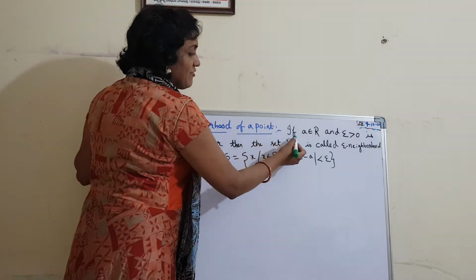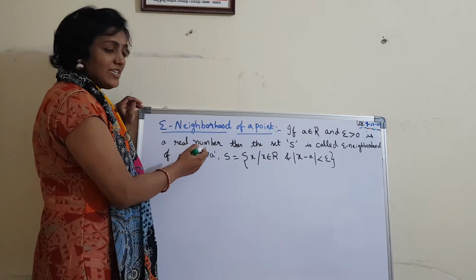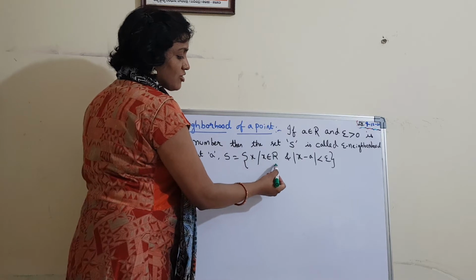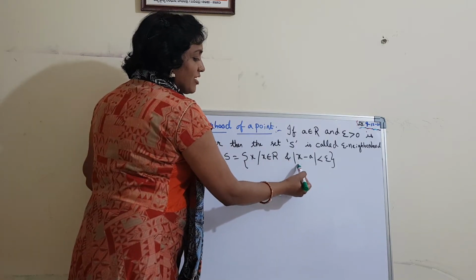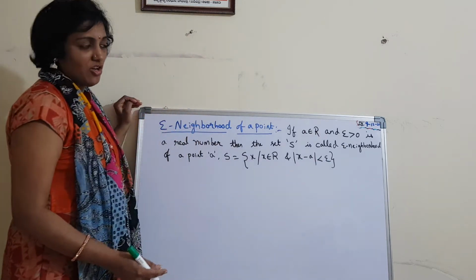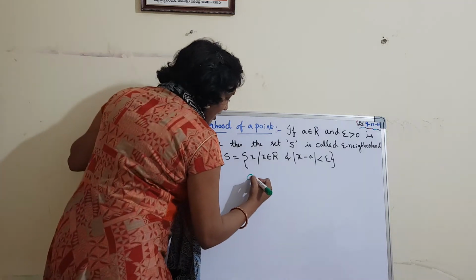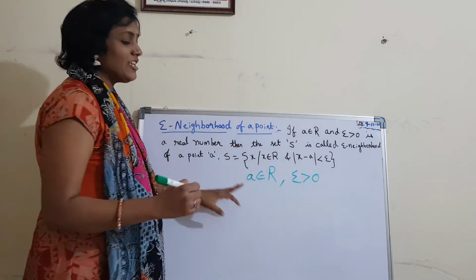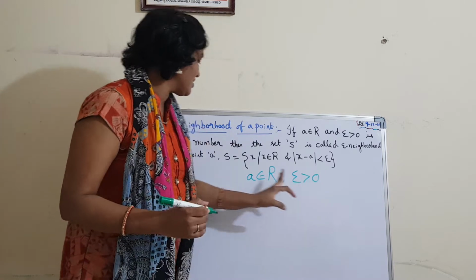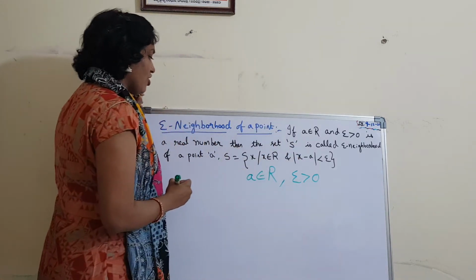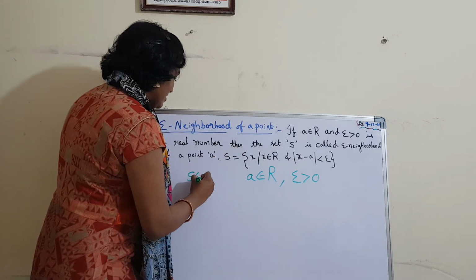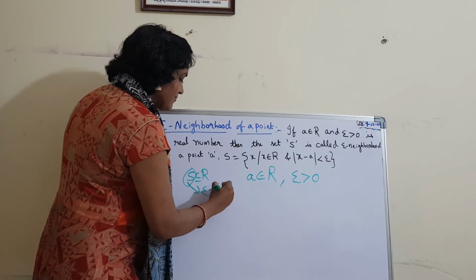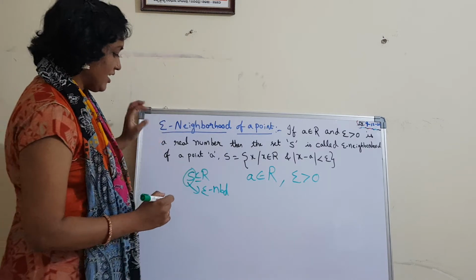Epsilon neighborhood of a point means: if A belongs to R and epsilon greater than 0 is a real number, then the set S of all X such that X belongs to R and modulus of X minus A is less than epsilon is called the epsilon neighborhood of A. Here A belongs to the real numbers, epsilon is greater than 0, and S is a subset of the real numbers.